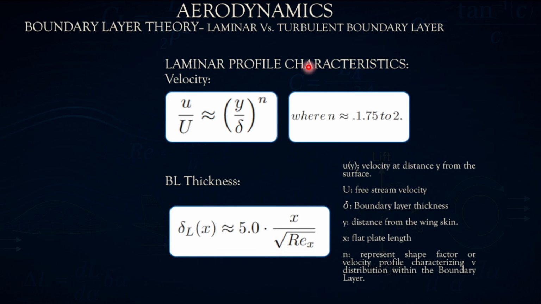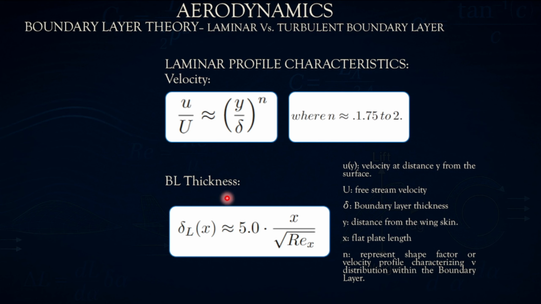Laminar profile characteristics, velocity. So the velocity u, which is the velocity of the airflow at distance y from the surface within the boundary, divided by U, which is the velocity of the free stream air, is approximately equal to y, which is the distance from the wing skin, the distance from the surface again, divided by delta, the boundary layer thickness, to the power of n, where n is a number between 1.75 and 2. It's different for different shapes of wings, so it's related to the shape factor or velocity profile, characterizing the velocity distribution within the boundary layer.